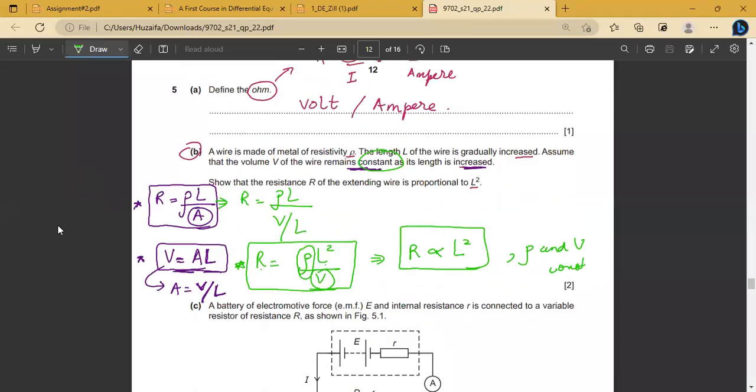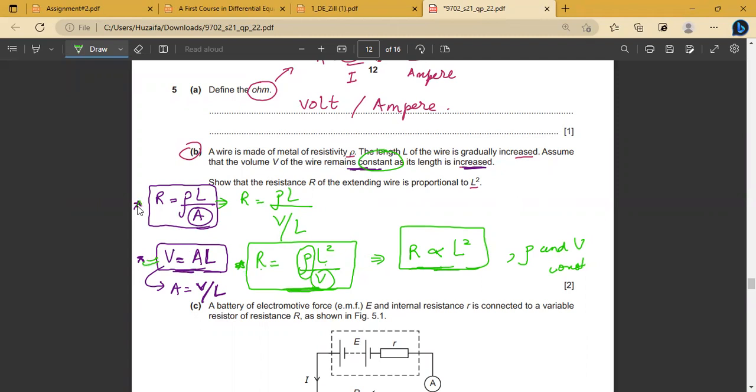Where were we? We hence proved from this equation R equals rho L square upon V that R is directly proportional to L square when rho and V are constant. So this is the thing that the examiner asked from me. We have to reach this formula first of all by using the concept that volume V is equal to cross-sectional area into length of the conductor.